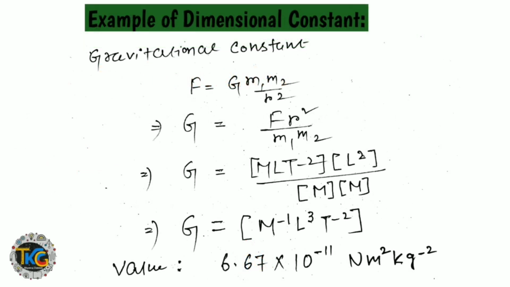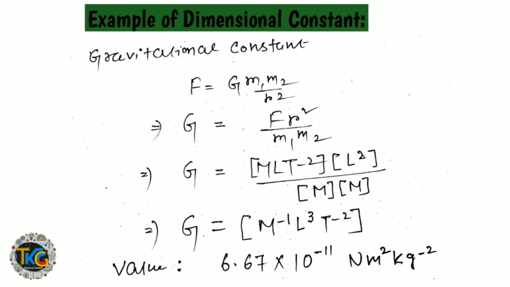Suppose we have to find the dimension of capital G, that is the gravitational constant. At first we have to find the formula from which we can derive it, and the formula is gravitational force, F equal to G m1 m2 by r square. From this equation, the value of G will be F r square by m1 m2. Just putting in the individual dimensions, the final form of G will be M to the power minus 1 L cube T to the power minus 2. So it has a dimension, and the dimension is M to the power minus 1 L cube T to the power minus 2.